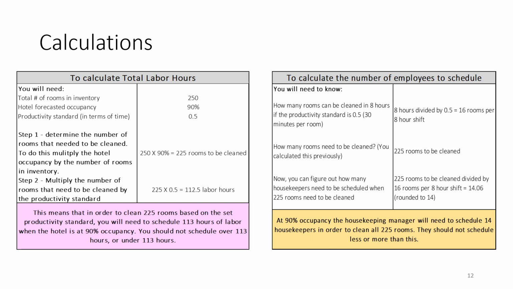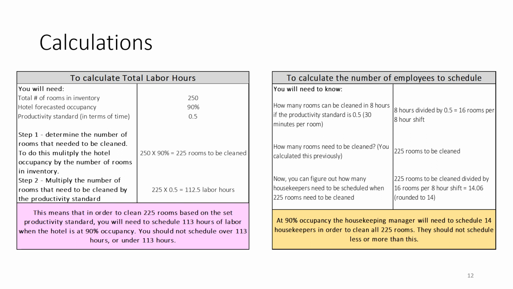This means that in order to clean 225 rooms, which is 90% occupancy, based on the set productivity standard, you'll need to schedule 113 hours of labor when the hotel is at 90% occupancy. You should not schedule over 113 hours or under 113 hours.